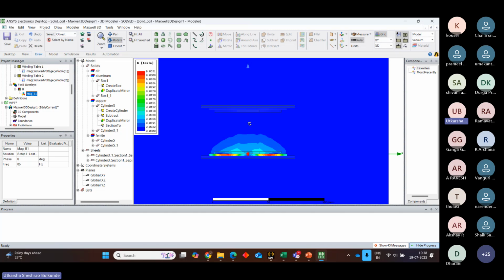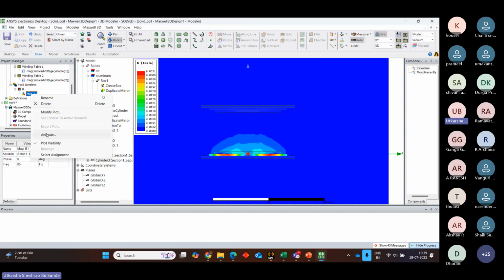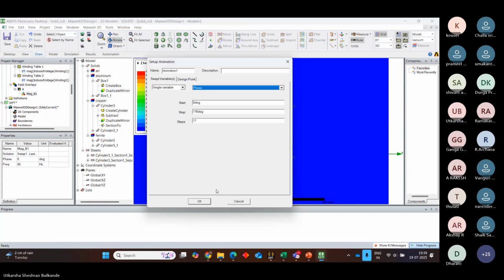So that's why you are not seeing that the flux is getting linked with the receiver coil, because at 20 mm only a small amount of flux is getting linked. That's why we are not being able to see that. Maybe we can try to animate it and see.